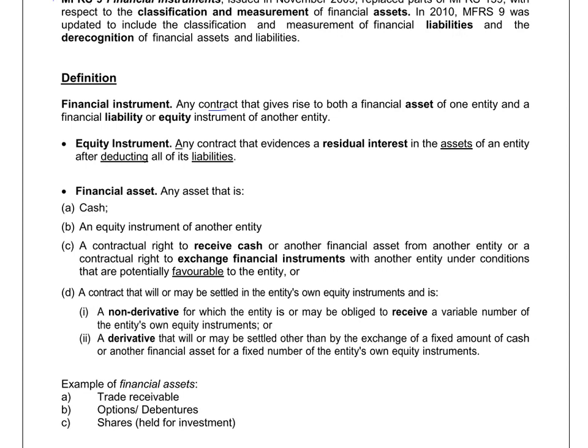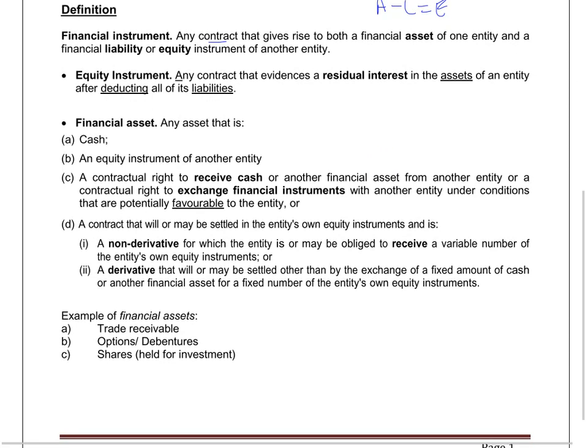In other words, it's asset minus liability. Correct. So equity, we know the formula is A minus L equals E. So what is E? E means A minus L. You see the explanation here. Equity is any contract that evidences a residual interest, the leftover, the balance of assets after deducting the liability. That is your equity. So the definition of equity is done.